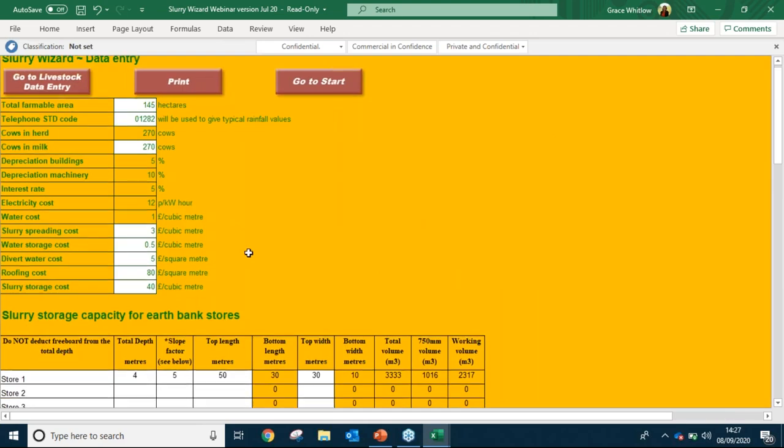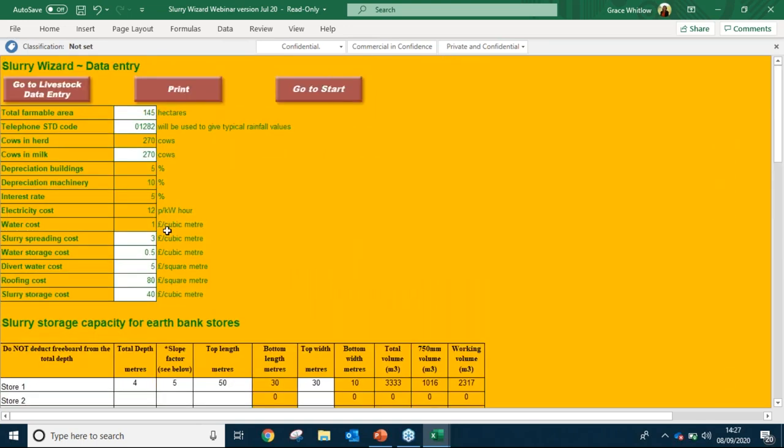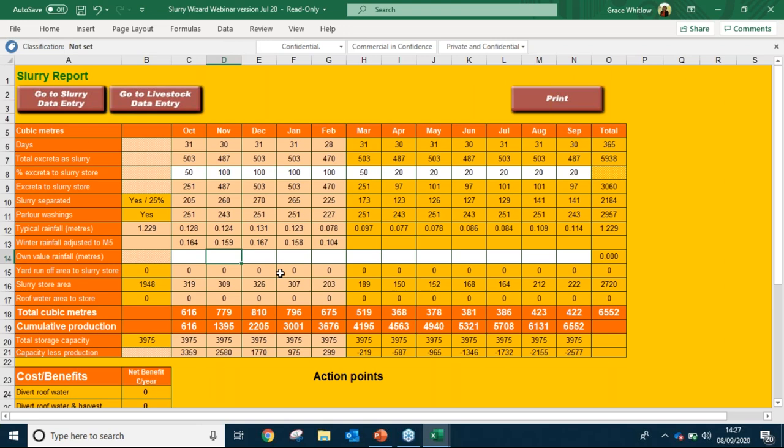So before investing in equipment, we could go back here and say, well, let's look at an improved model of slurry separator and go for one that will give us a 25% reduction in volume. Go to the report, and that gives a little bit more cushion there, a bit more comfort in the volume that we've got.